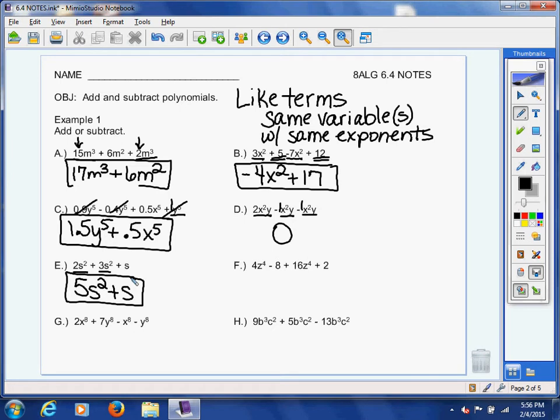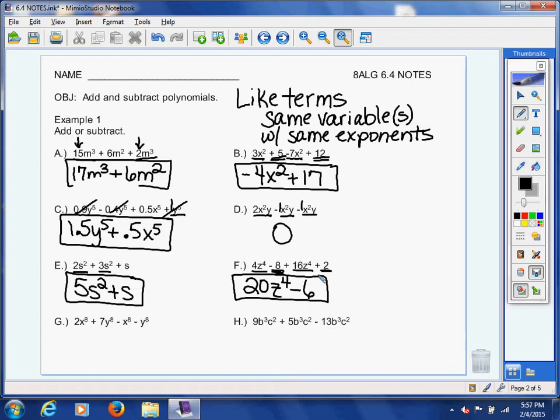All right, let's look at the next one. I see here's a z to the fourth, here's a z to the fourth. So what is 4 plus 16? Right, 20. All right. Now let's go back and look at our constant numbers. I got negative 8 and positive 2. What's negative 8 plus 2? Negative 6. You got it. And we're done. So I can't add 20 z to the fourth and negative 6 because they're not like terms. So I got to leave it alone. Just leave it as the binomial it is.